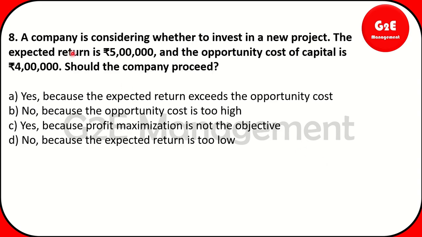For the next question, a company is considering whether to invest in a new project. The expected return is 5 lakh and the company's cost of capital is 4 lakh. Should the company proceed? You can look, expected return 5 lakh, the cost will be 4 lakh. So obviously cost will be less, so you can accept, right? Yes, because the expected return exceeds the opportunity cost. No, because the opportunity cost is too high. No, it is low only, right? While you are comparing. Yes, because profit maximization is not the objective. No, because the expected return is too low. So the answer is A. Yes, because the expected return exceeds the opportunity cost.